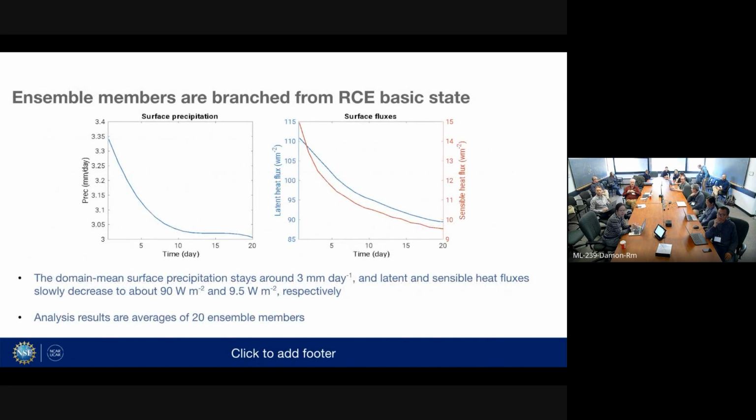And this is the basic RCE state that we get. We can see that the surface precipitation and also the surface fluxes reach an equilibrium state at about day 20. So in the later talk, all my analysis results will be ensemble averages of the 20 ensemble members.